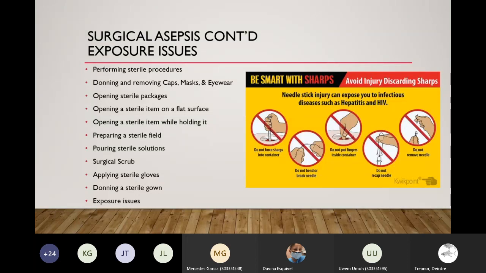If you have an exposure, if you get a contaminated needle stick, notify your charge nurse immediately. They'll send you down to the emergency room. They will ask the patient if the patient's okay with being tested. Consent for that test varies by state. Some states you don't need patient consent. If the patient consents, they'll test the patient, but you're still waiting for test results.